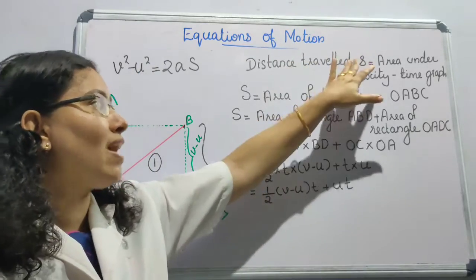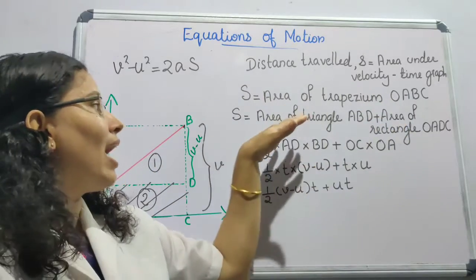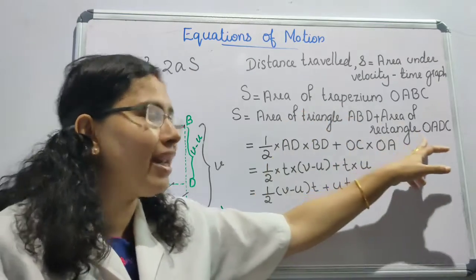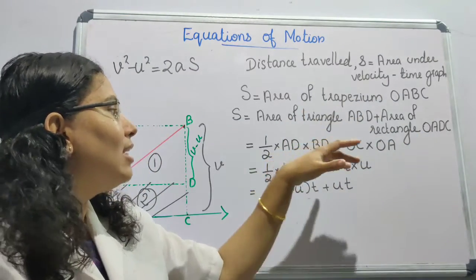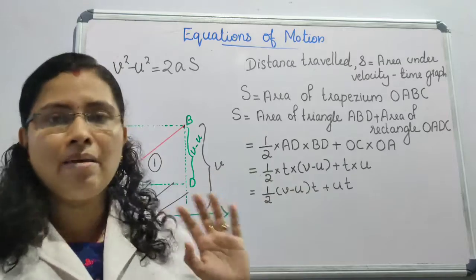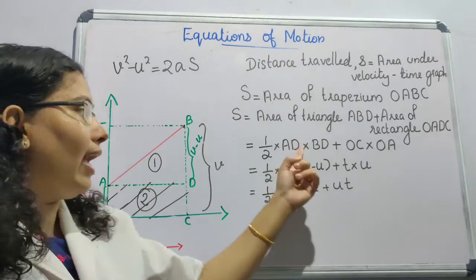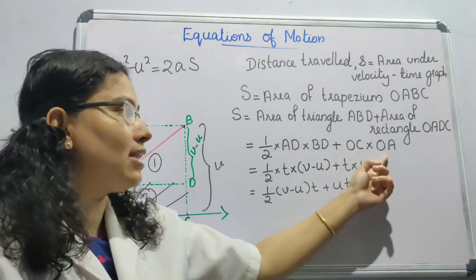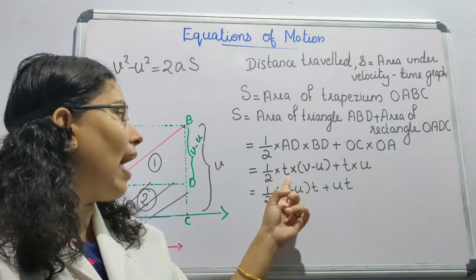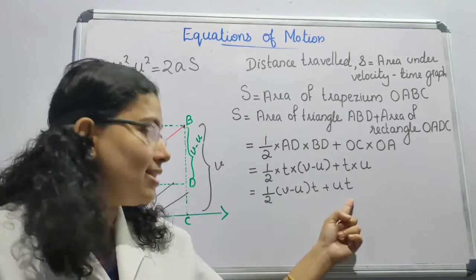Okay, so distance travelled S is equal to area under velocity time graph. And what is the shape of this? It's a trapezium, and we can divide it into two shapes, that is area of triangle and area of rectangle, and we have calculated the area of rectangle and the area of triangle using this same equation. Okay, so area of triangle is equal to half into base into height, and area of rectangle is equal to length into breadth. So we have got it as half into V minus U into T plus UT.